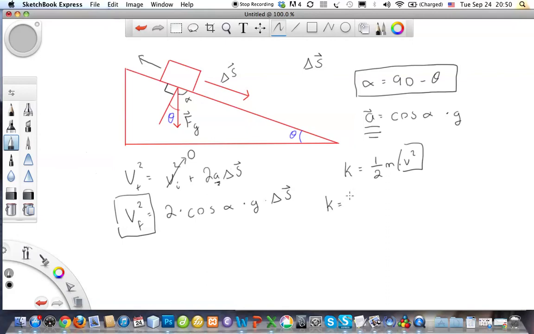The kinetic energy is equal to 1/2 times our mass times 2 times our cosine of alpha times our gravity, or our acceleration, but in this case it's a force of gravity, times our change in position. These 2's are going to end up canceling out. We're going to end up getting the kinetic energy is equal to mass times our acceleration due to gravity times our cosine of alpha times our change in displacement.